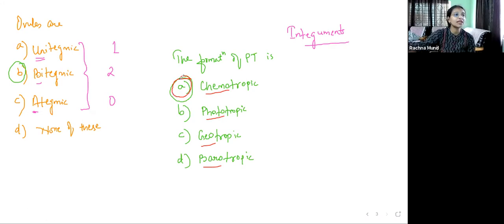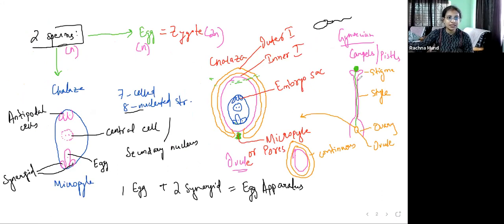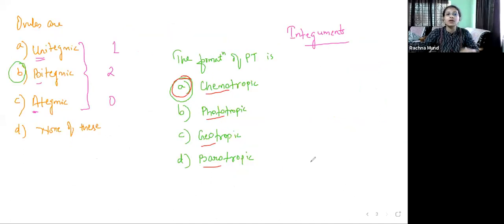It is because of the chemicals. It is because of the nutrition in the style. Style is the region through which the pollen tube will come. So in this style, the chemicals attract the pollen tube to grow downwards towards the ovary and into the ovule. So this is the chemical movement. Because of the chemicals, the pollen tube grows there. Clear? Remember, note down this one.